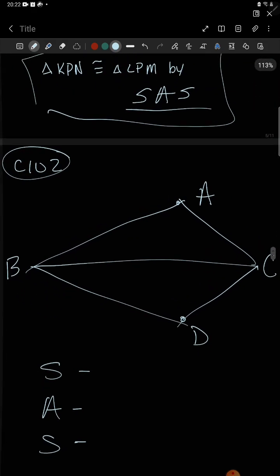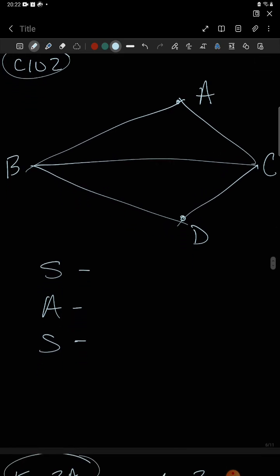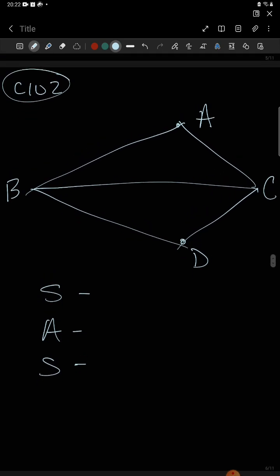Go ahead and check it out too on your papers. Remember to write out side angle side, SAS. And I'm going to slowly go through it.